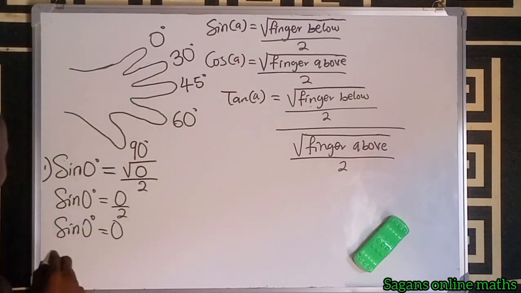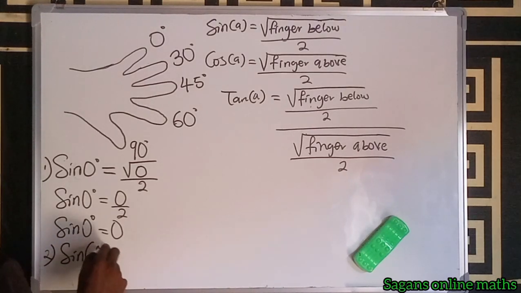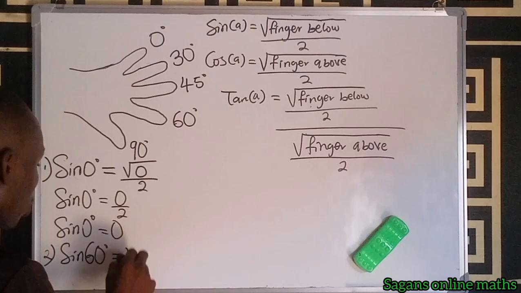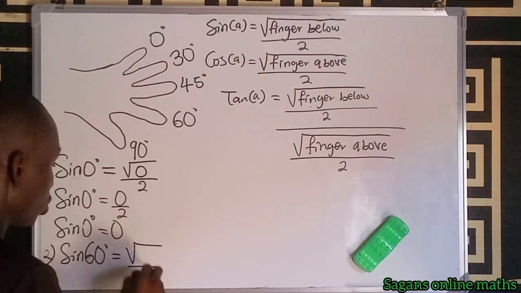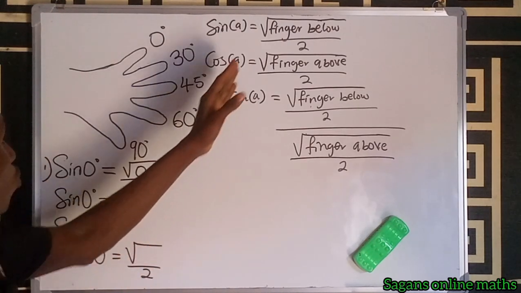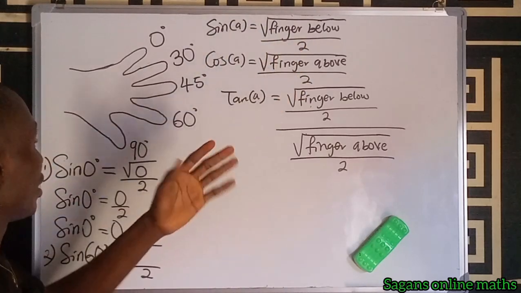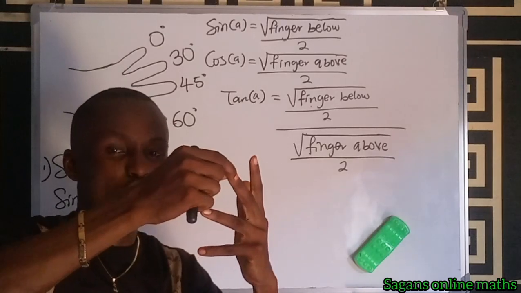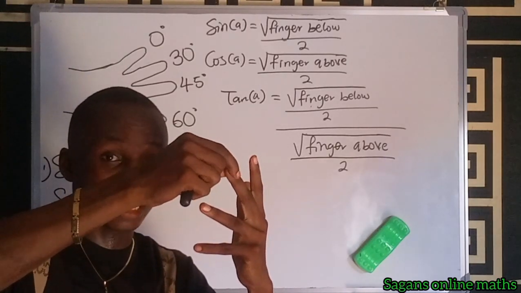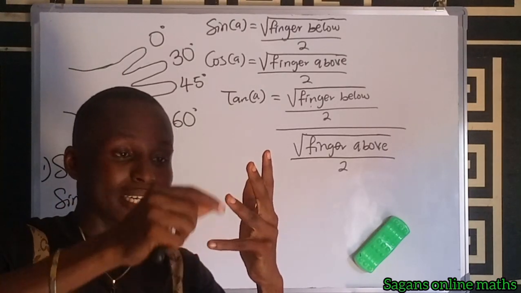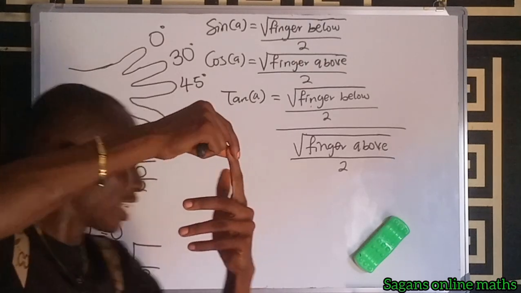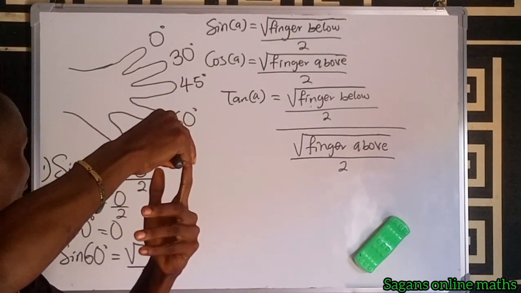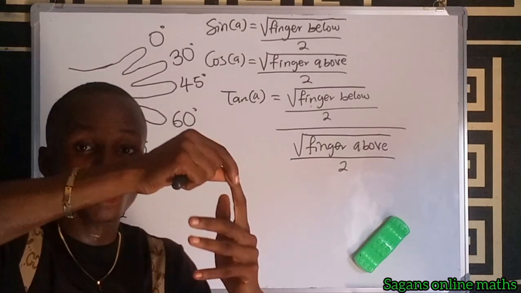Alright, let's see sine 60 degree. This will be equal to the square root of something divided by 2. Let's find the number that will be here. It's the square root of the number below divided by 2. If this is 0 degree, 30 degree, 45 degree, 60 degree, then this is the 60 degree. So it means the square root of the number below.